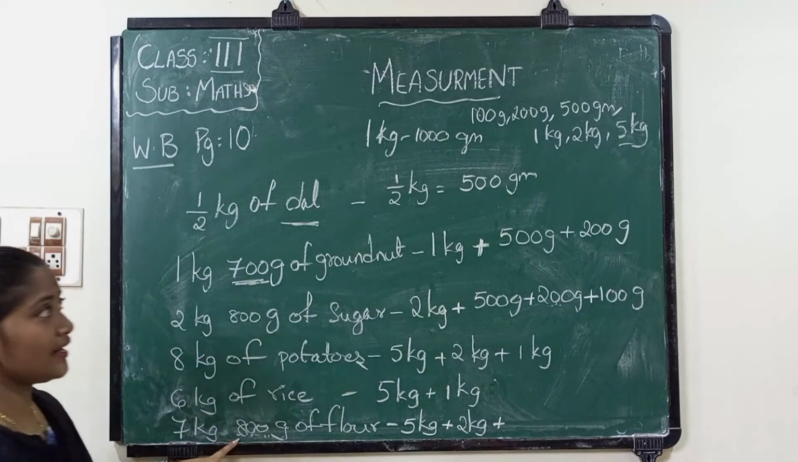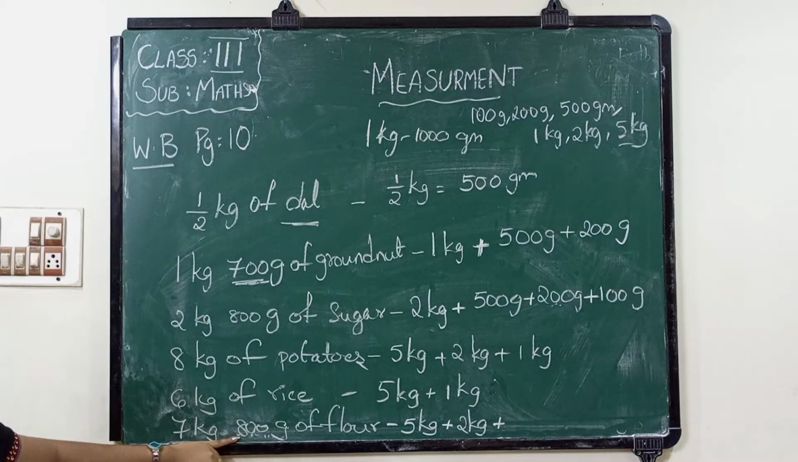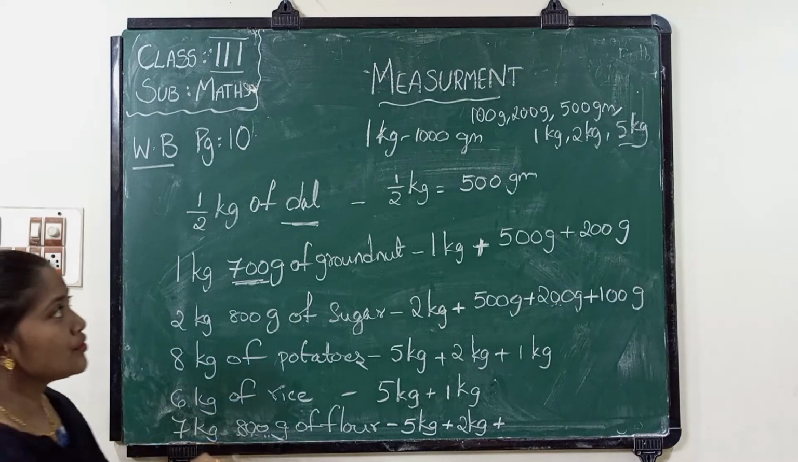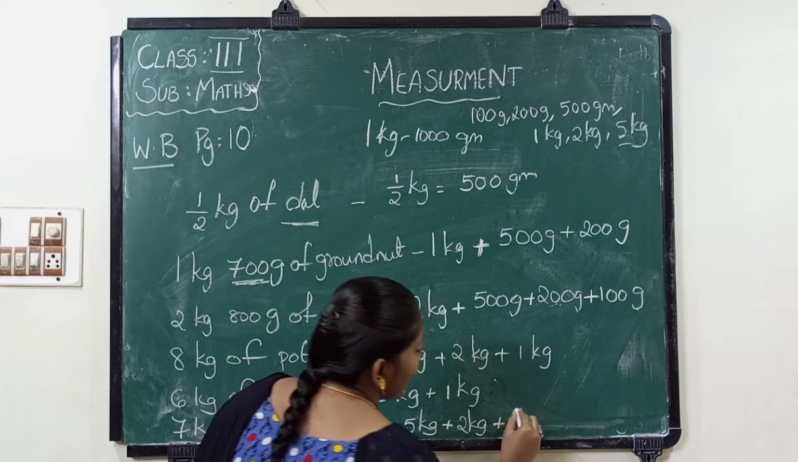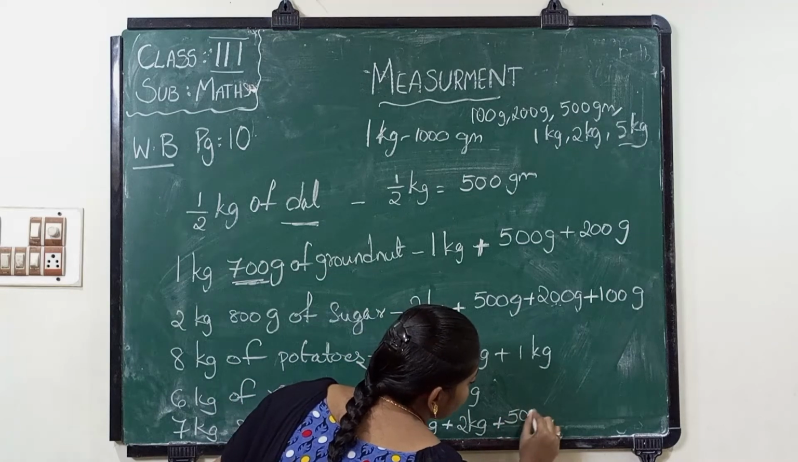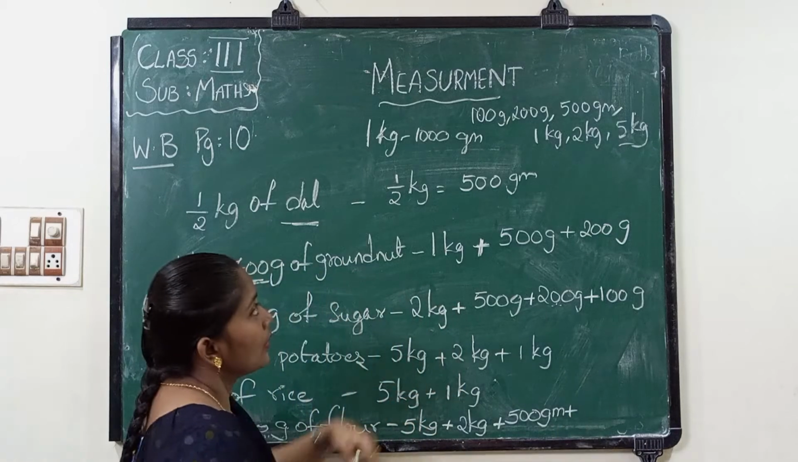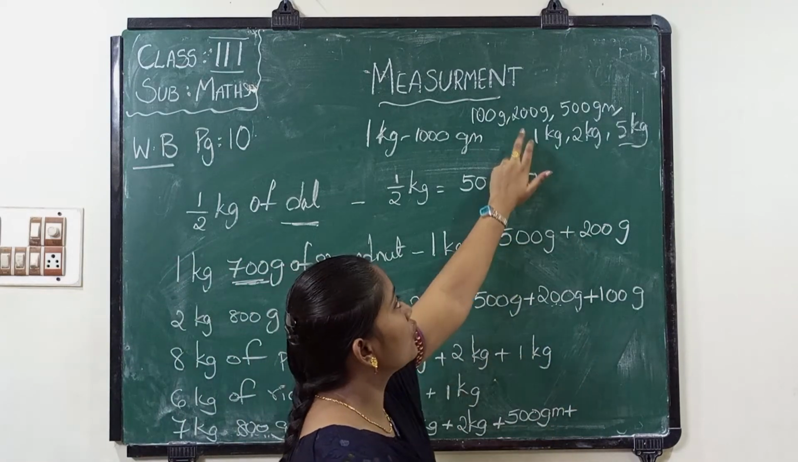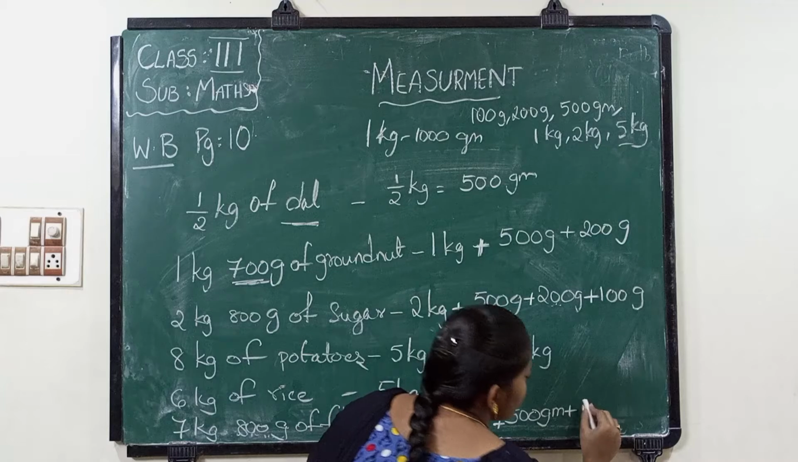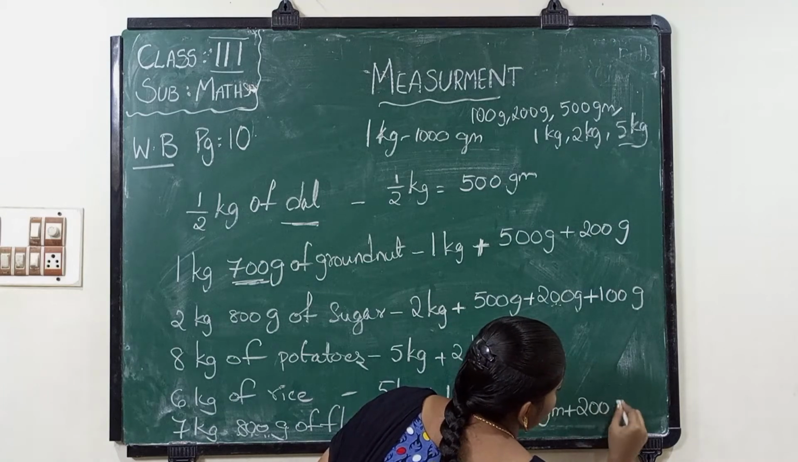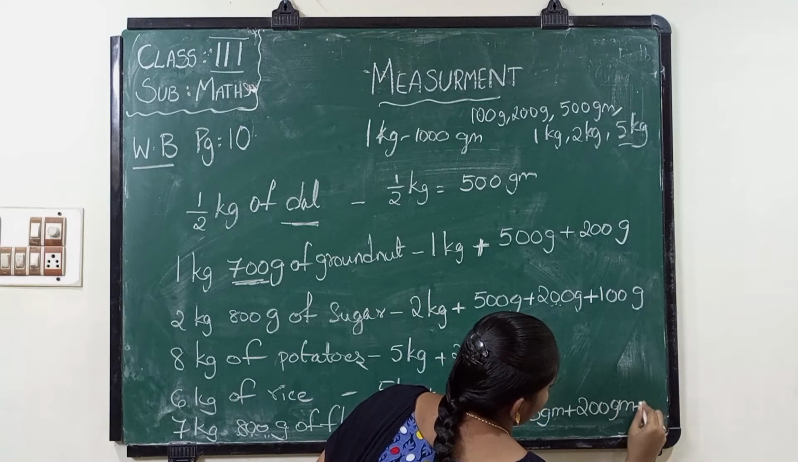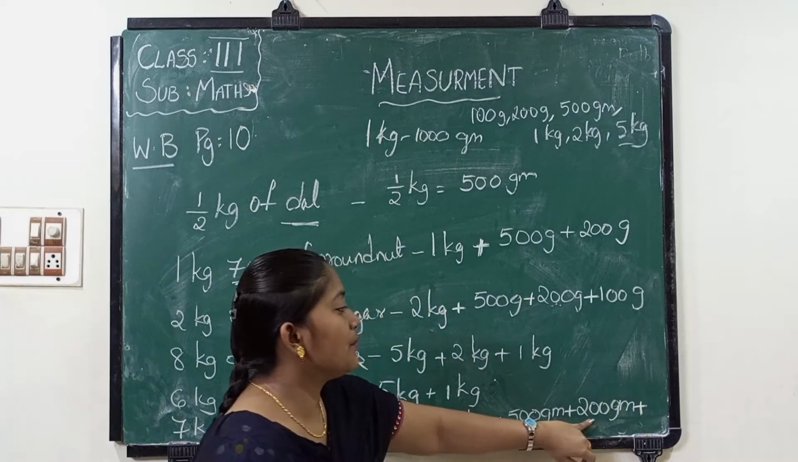Here 800 grams is also there. What is that? 800 grams. So here I am using one 500 gram stone. 500 is completed. Now 200 I am using. 500 plus 200 is 700 grams. So 700 grams are completed here.